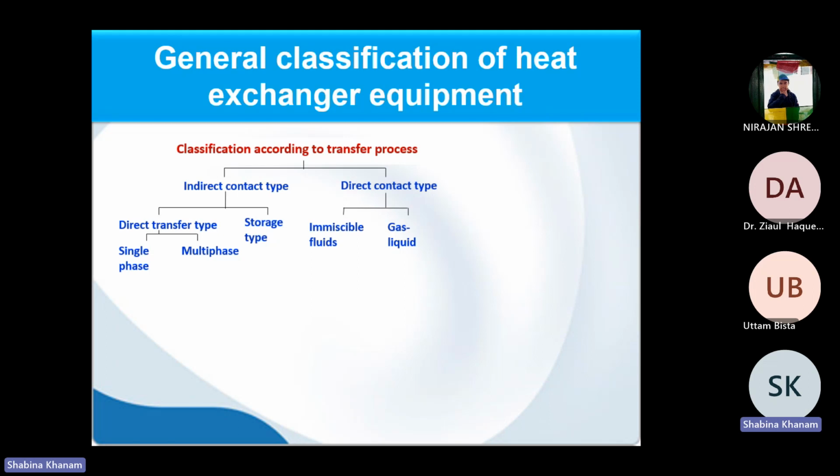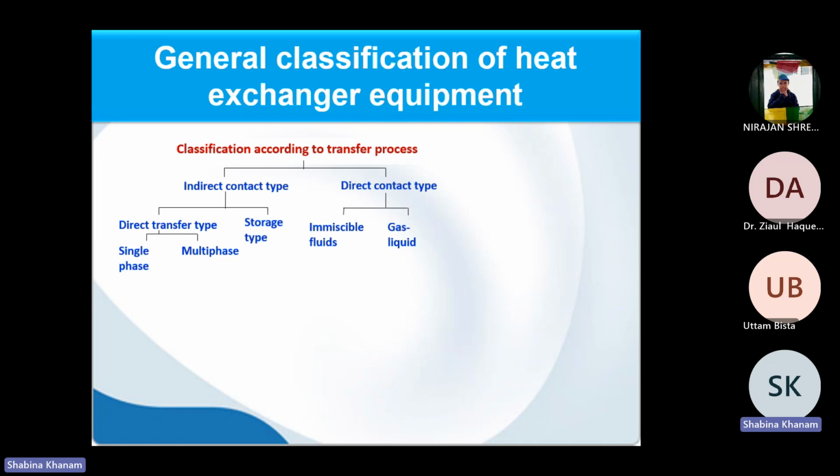Second is gas-liquid, which you must have observed very near to you, like air coolers. In air coolers, the liquid falls from the top, and there is an exhaust fan which sucks the air. Through the fins, heat transfer occurs between gas and liquid, or we can say air and liquid. Air becomes cooler and then it is thrown out through the exhaust fan. In that way we consider direct contact type. There is no separating wall between the two fluids.